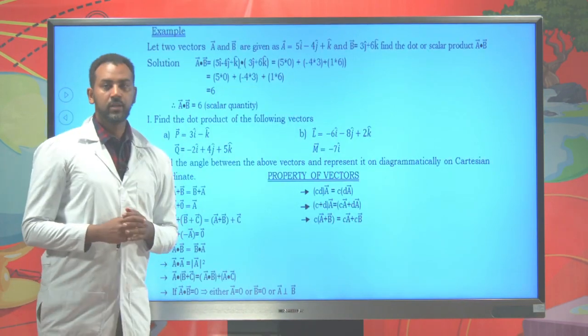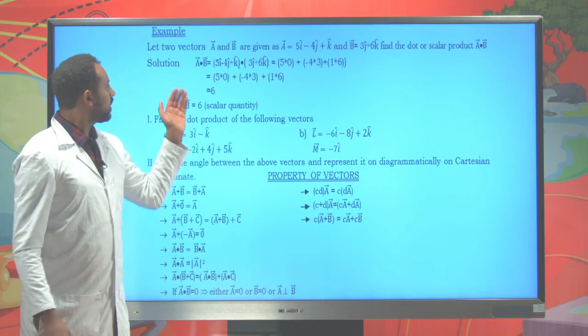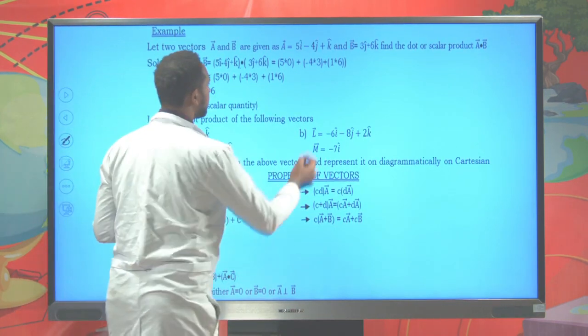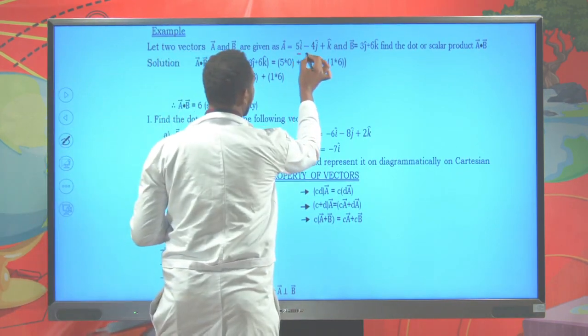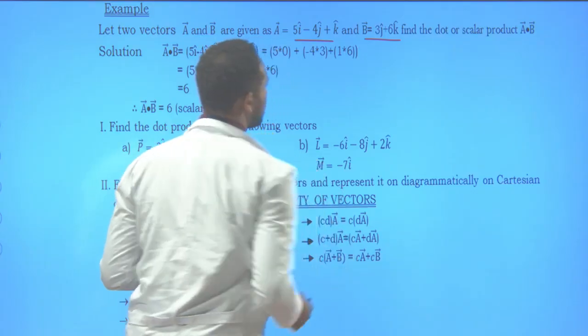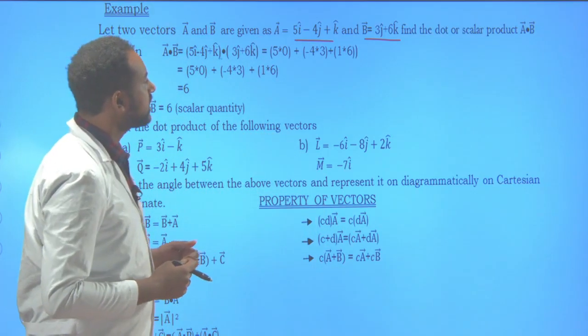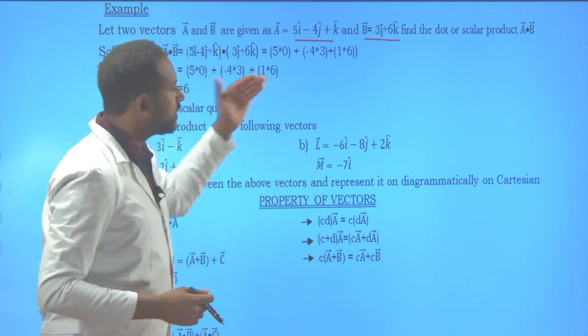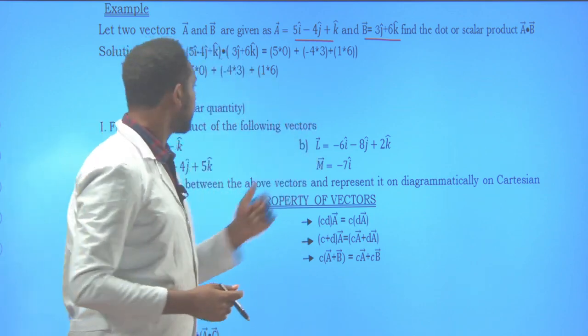Let's see one good example. Here you have two vectors, and those two vectors are given as 5i minus 4j plus k. And the other vector is given to be 3j plus 6k. Find the dot product of the two vectors.